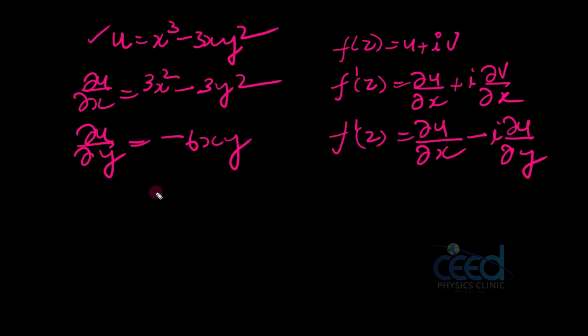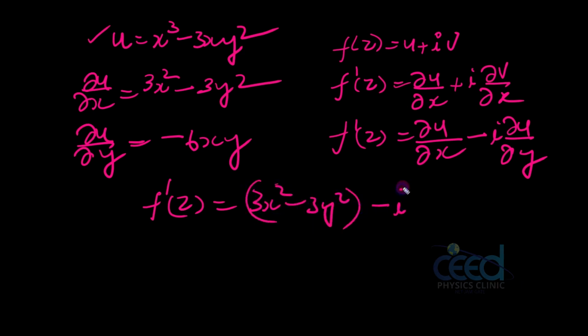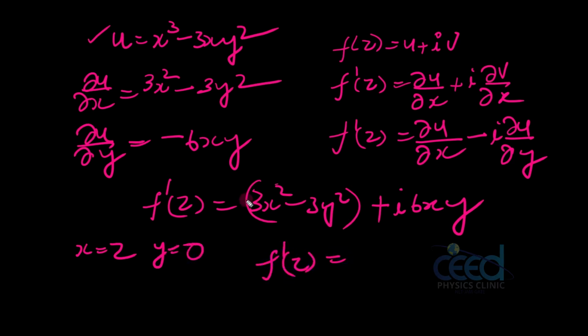Substituting those values, f dash z is equal to dou u by dou x, that is 3x square minus 3y square, minus i into dou u by dou y, that is minus 6xy, so this becomes plus. Now I can substitute x equal to z and y equal to 0. Then f dash z is equal to 3z square, as all y terms will be 0.